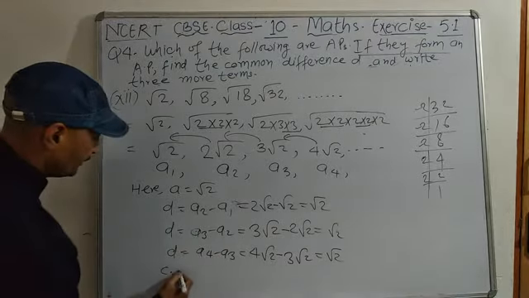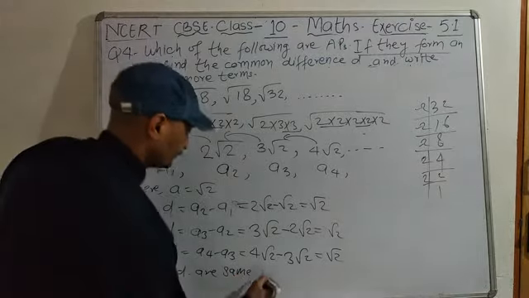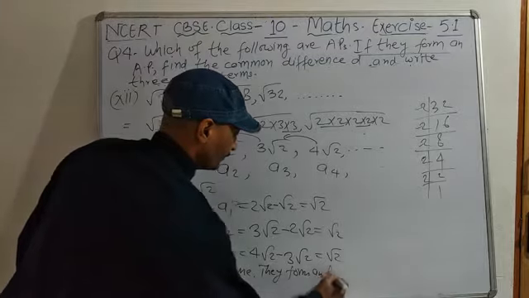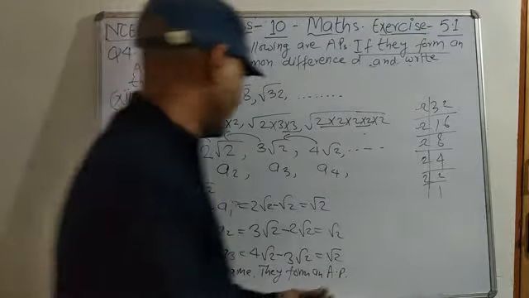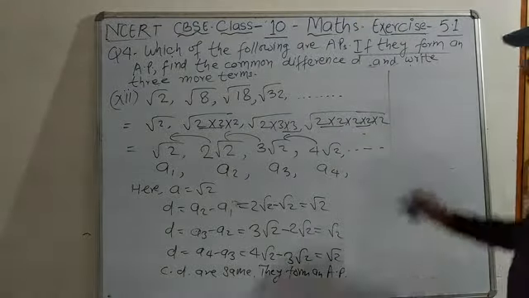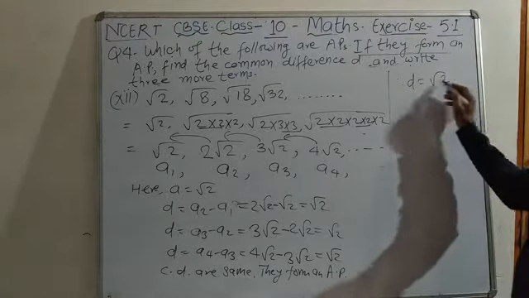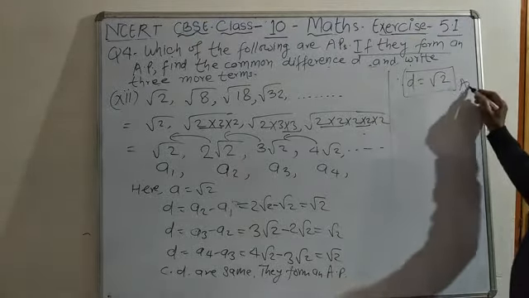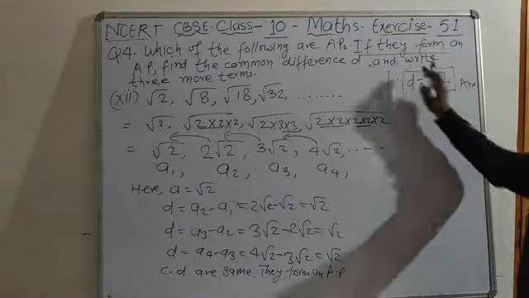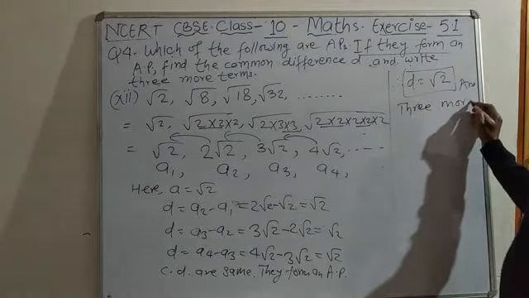So here the common differences are the same, so they form an AP. So it is clear here, this sequence forms an AP, therefore the common difference D is root 2. So the first answer is this. If they form an AP, find the common difference, that is the answer, and write 3 more terms.